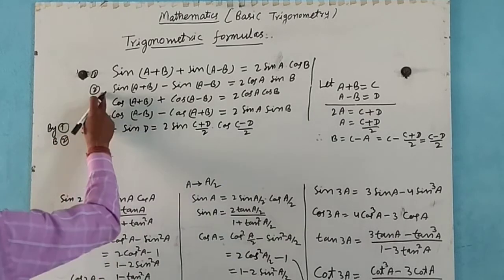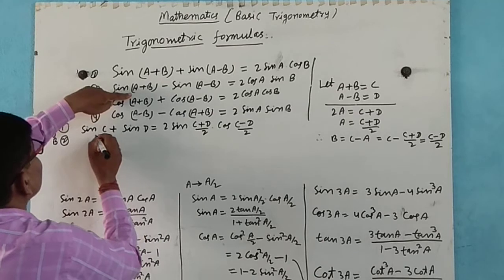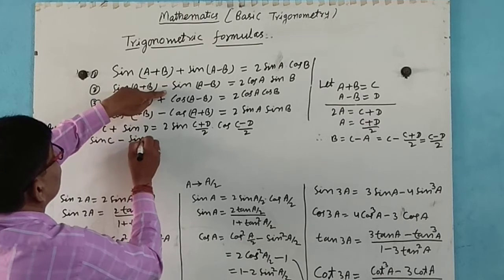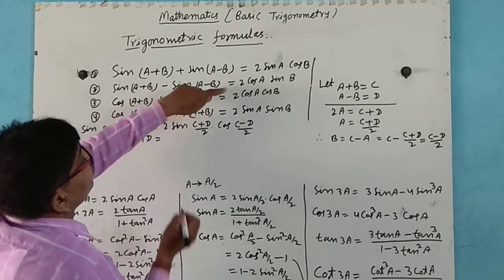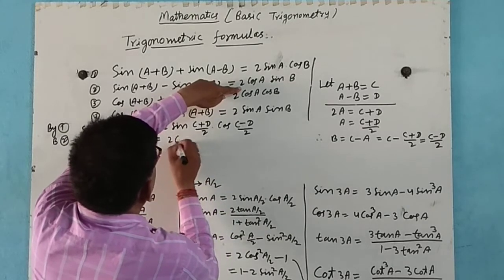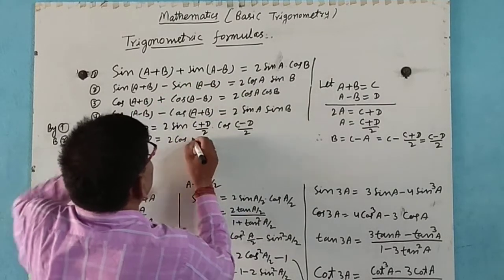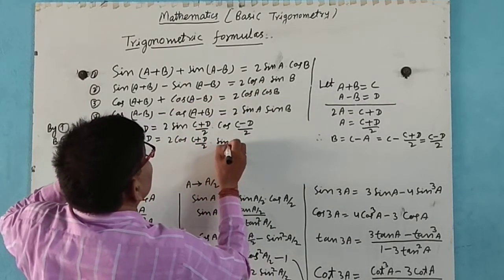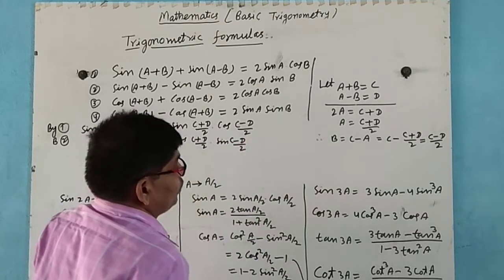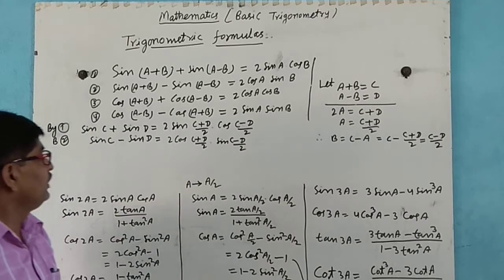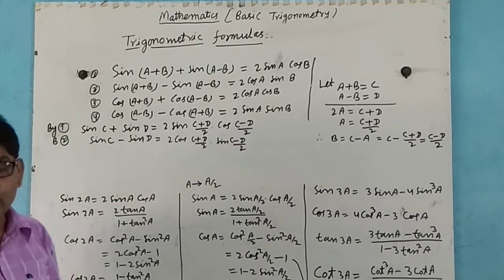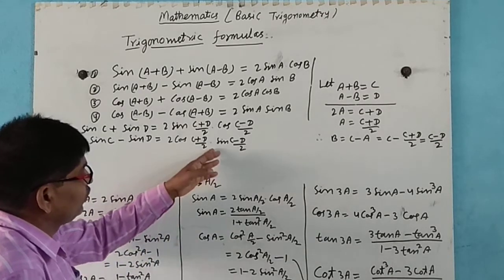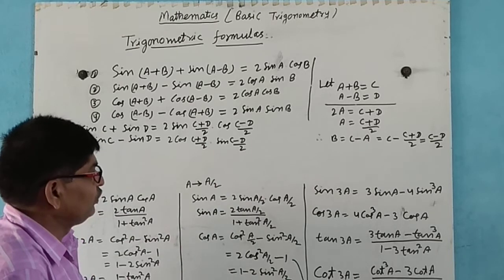Now by second, sin(A+B), sin C minus sin D equal to 2 cos (C plus D) by 2 into sin (C minus D) by 2. Now this formula becomes sin C minus sin D equal to 2 cos (C plus D) by 2 into sin (C minus D) by 2.